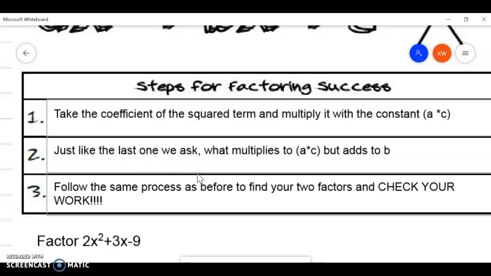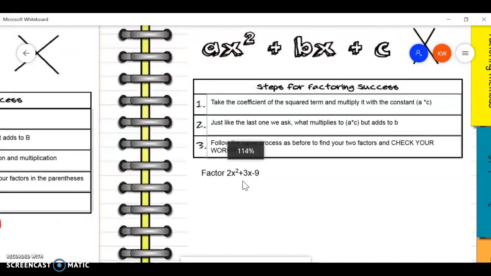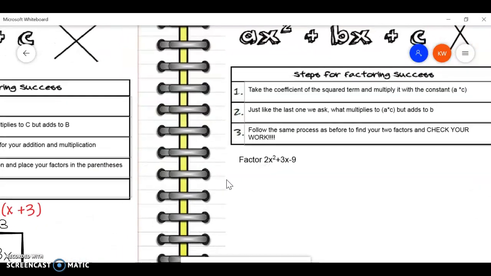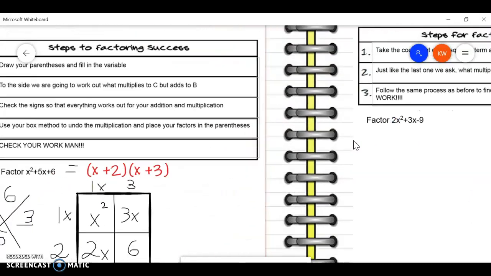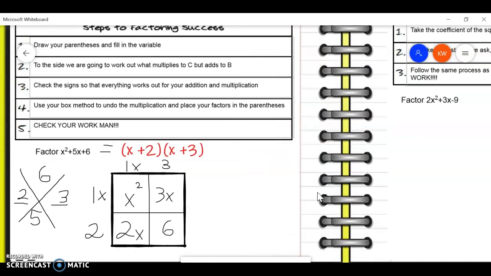And just like the last one, the only difference is instead of asking what multiplies to c but adds to b, we're going to ask what multiplies to this a times c but adds to b. And then we're going to follow the same process with the box method and undo our multiplication. Same process that we did before. This time, though, we are going to be doing a little more work when we deal with this part, okay?